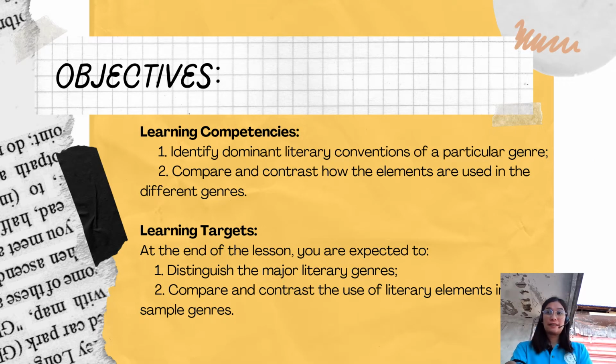So, for our objectives for this module or lesson, we have the learning competencies. Number one, identify dominant literary conventions of a particular genre. Number two, compare and contrast how the elements are used in the different genres. For our learning targets, at the end of this lesson, you are expected to, number one, distinguish the major literary genres. Number two, compare and contrast the use of literary genres in some sample genres.